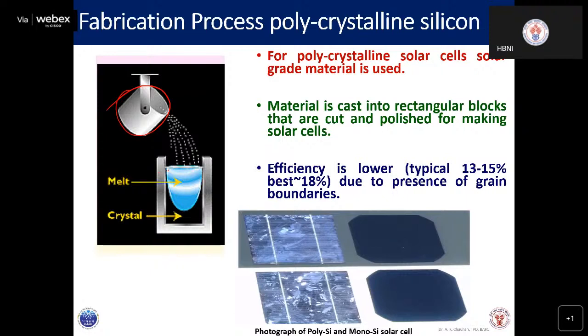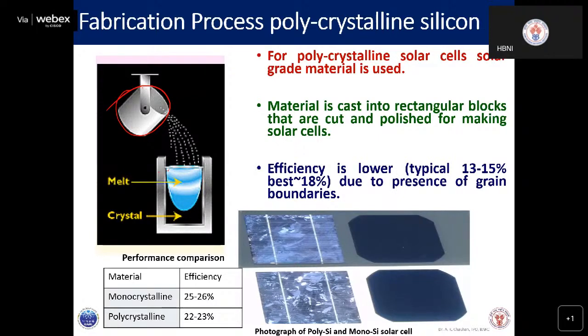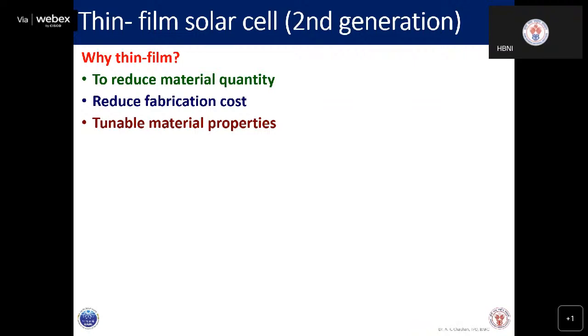And if you see the photograph of polycrystalline silicon and monocrystalline solar cells, they look distinctly different from each other. Typical monocrystalline efficiency is 25 to 26%, polycrystalline is 20 to 22%. So as I said, about 4 to 6% difference in the efficiency.